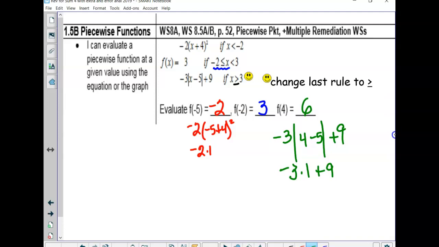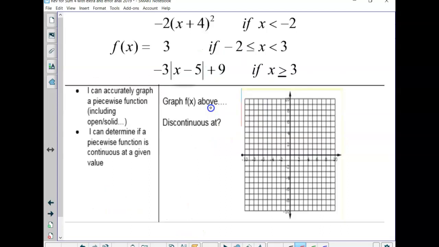Where could this one possibly be discontinuous? There are only 2 values that it could be discontinuous at. Yes, it switches rules if x is -2 and if x is 3. Does everybody see what I'm talking about? That's where it switches rules. From -2, you switch here to here. From 3, you switch here to here. Okay. We're going to move on and graph it, and then we'll talk about that discontinuous piece.